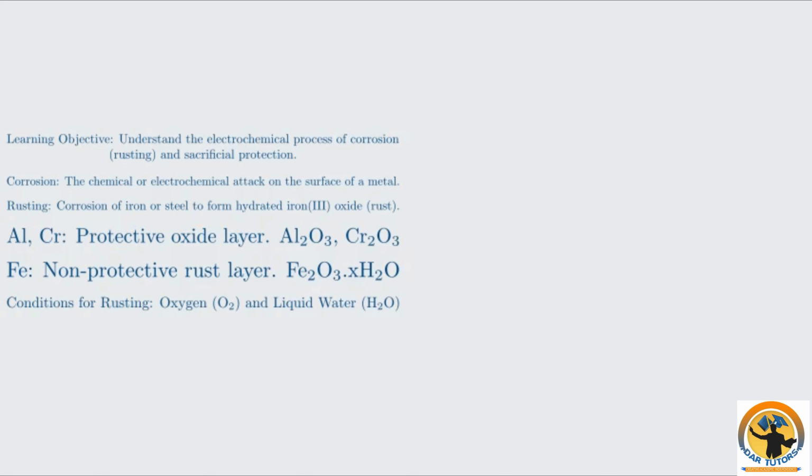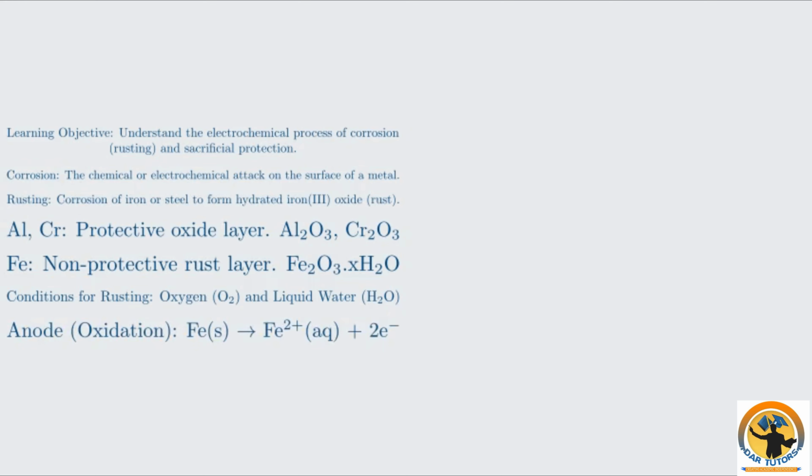The overall equation for rusting is 4Fe(s) + 3O2(g) + xH2O(l) → 2Fe2O3·xH2O(s). Let's break this down into half equations. First, the iron metal loses electrons and is oxidized to iron(II) ions. This is the oxidation half reaction occurring at the anode, or area of oxidation.